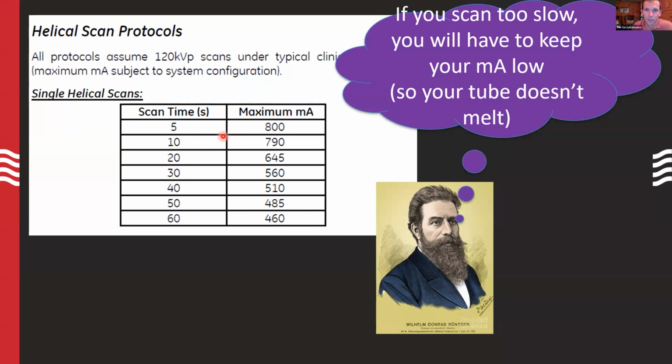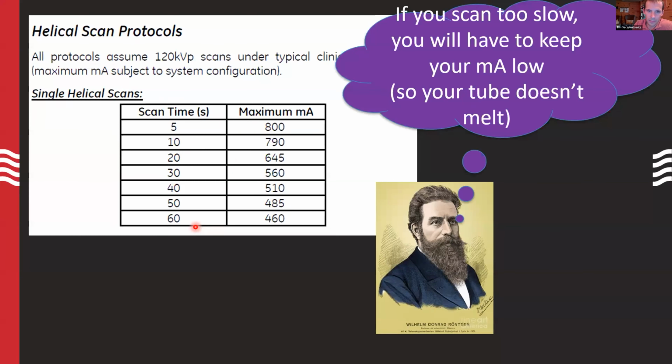So if you scan too slow, you might have to keep your MA low so your tube doesn't melt. So here I'm showing, from one of the CT vendors, their manual. Basically, they show that the maximum MA goes down the longer your scan is. And this is a real consideration, right?